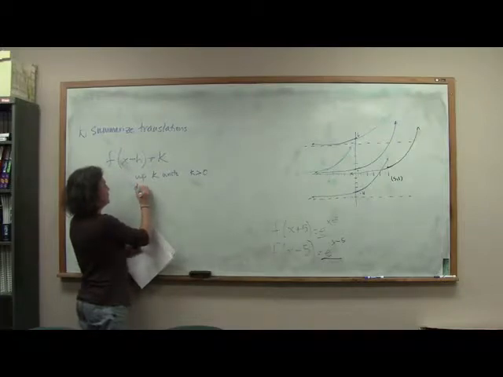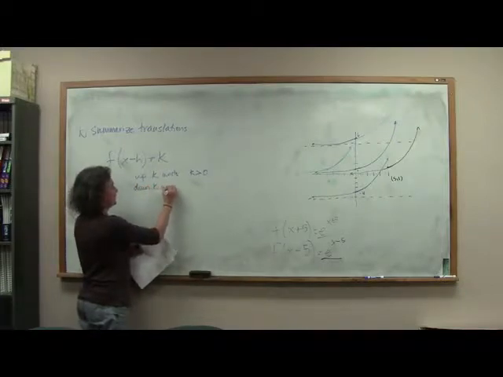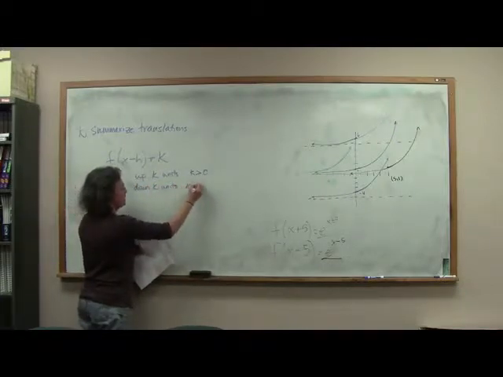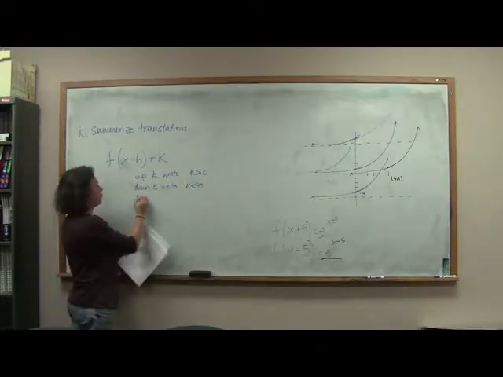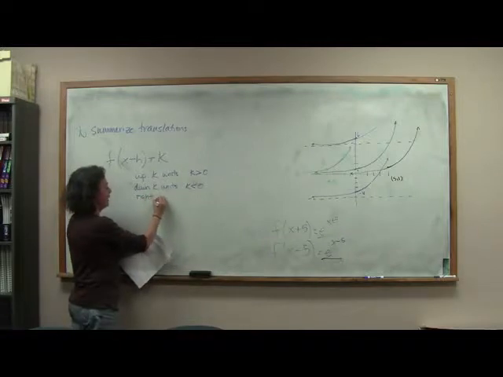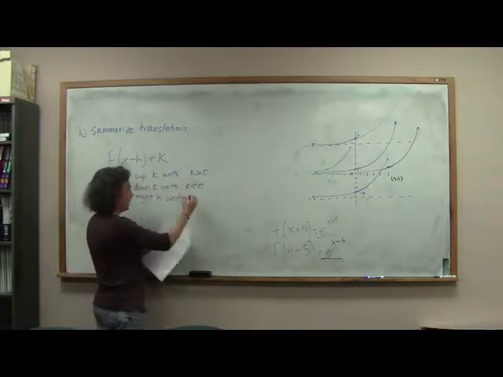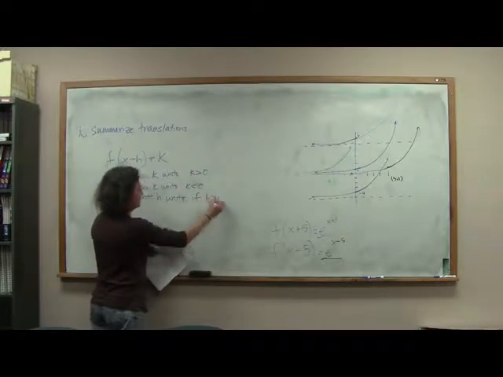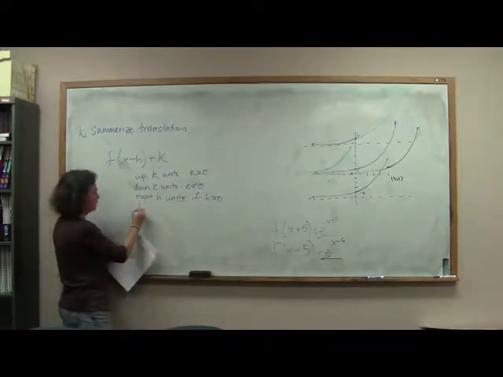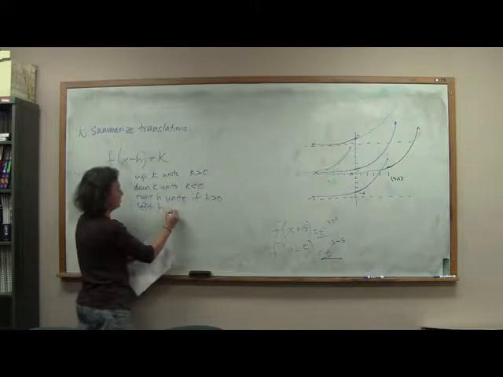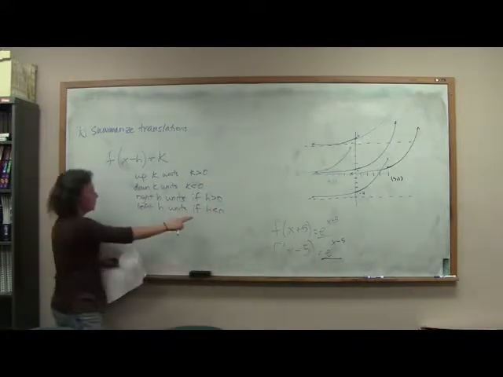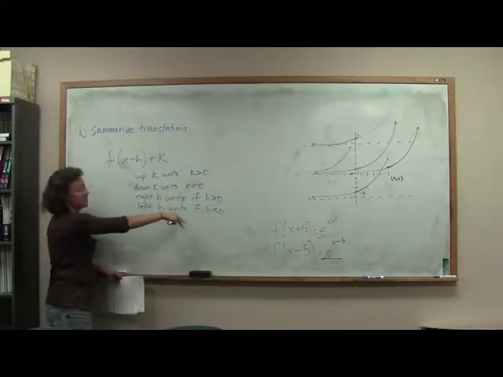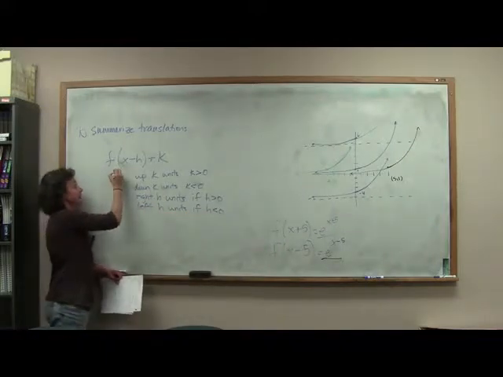You go down k units if k is less than 0. You go right h units if h is greater than 0, and you go left h units if h is less than 0. Notice if h is less than 0, that means it's negative.